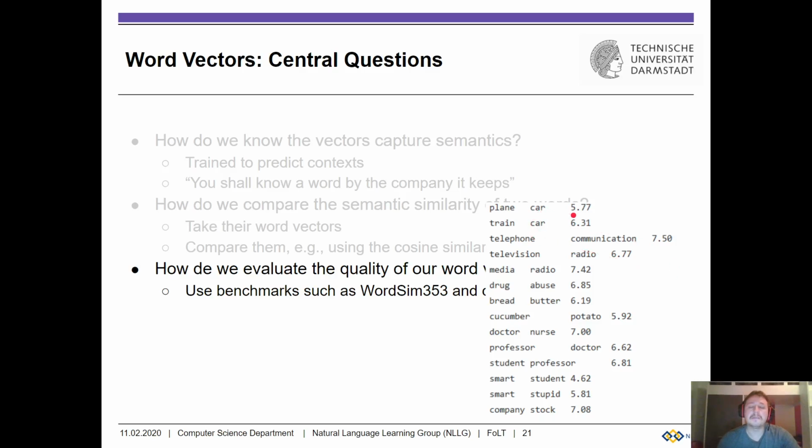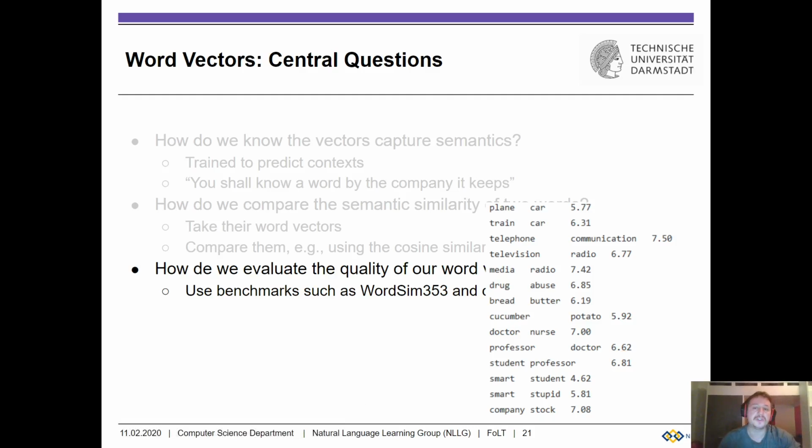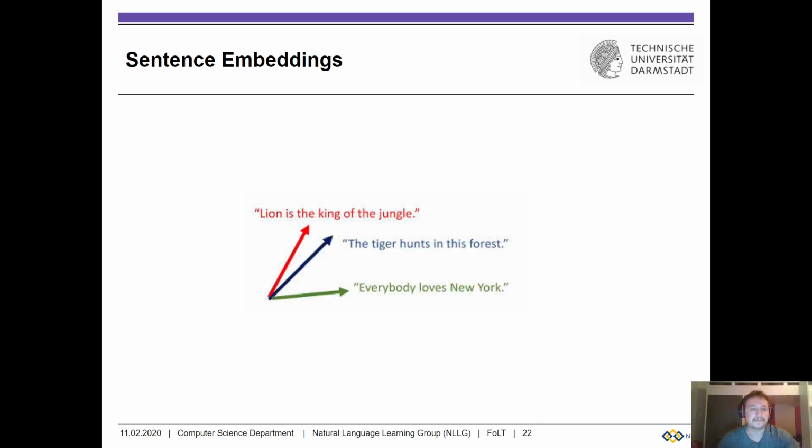Humans would typically give numbers, let's say, from 1 to 10, and then we take 100 humans and we average them so that we get numbers such as 5.77. Good, so we actually have those numbers. Now we can take our word vectors, assign each word the word vector, compute the cosine similarity, then we get another array of numbers. Then we can compare those two arrays, for example, using the Spearman correlation coefficient, and then we know how good the quality of our specific word vector space is. Good.